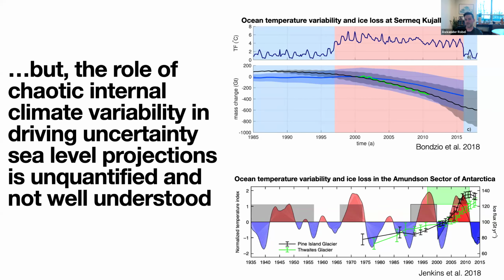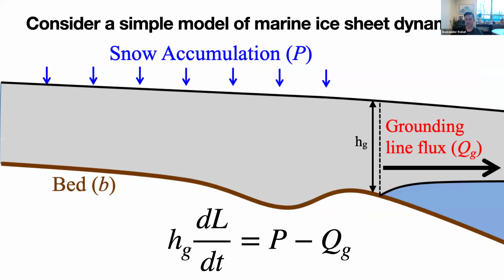So how do we incorporate this variability into our understanding of the potential for the marine ice sheet instability to occur in the future? So what I'm going to do here is write down a simple model. Just going back to this cartoon for a second, we consider a simple model of marine ice sheet dynamics. The length of the glacier, that is the length from the interior of the glacier to the grounding line, is big L in this equation on the bottom. And then P is the snow accumulation rate, and Q_G is the flux through the grounding line, right? So P is flux in, that's why it's positive. Q_G is flux out, that's why it's negative.